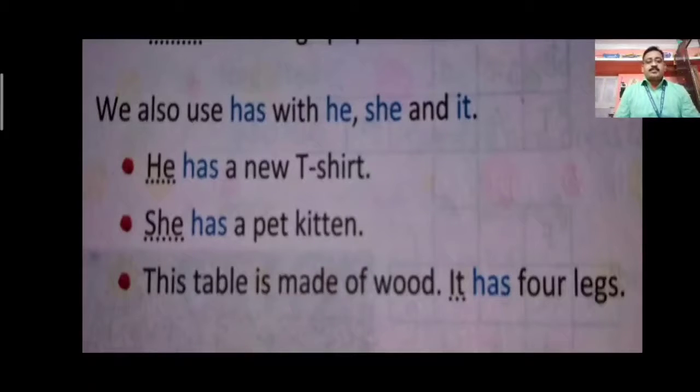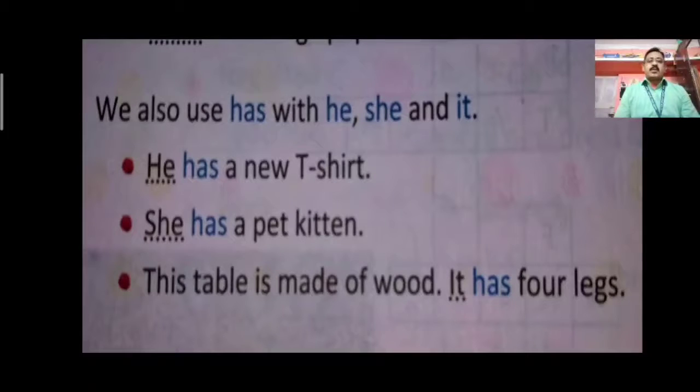I have talked about brother and India, which are both nouns. Now I will say about some pronouns like he, she and it. These are the three pronouns we use in singular form. First one is he has a new t-shirt. She has a pet kitten. This table is made of wood. It has 4 legs. So he, she and it are the 3 pronouns we are talking about. So in these 3 pronoun cases we have to use has.